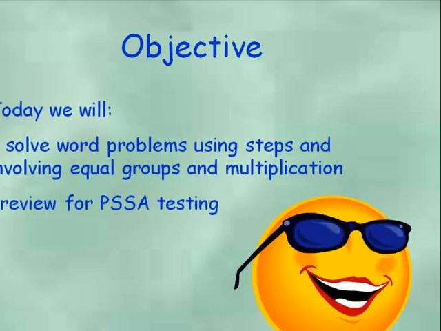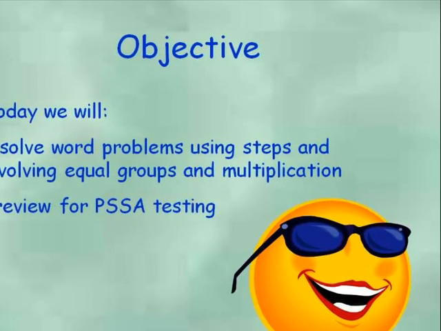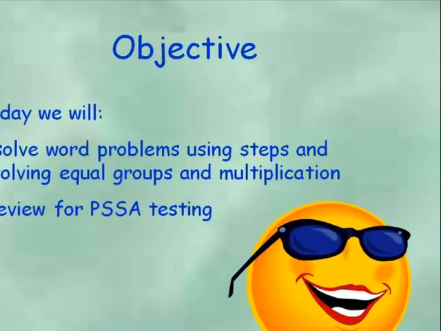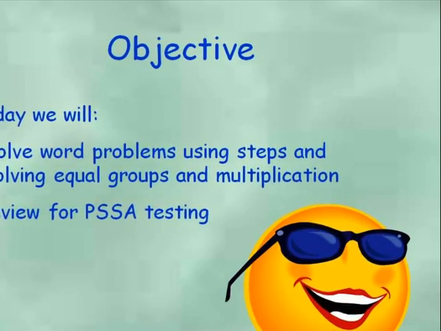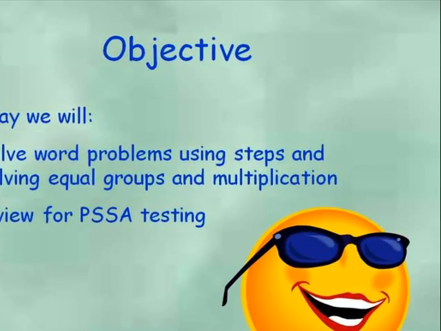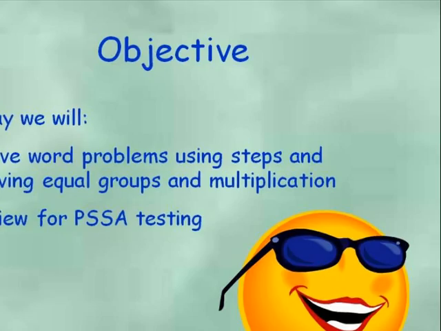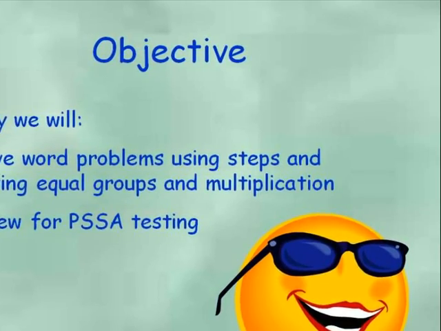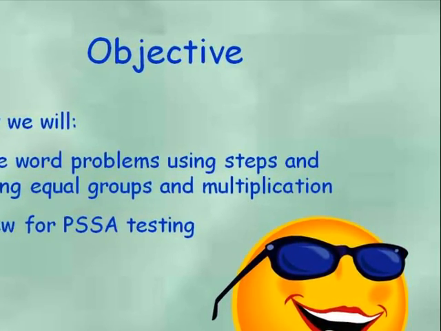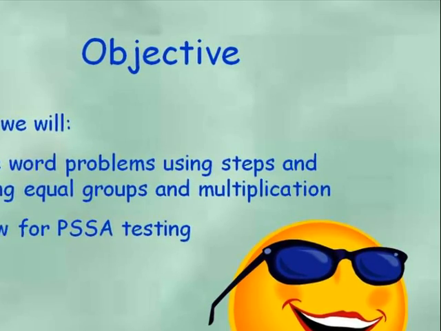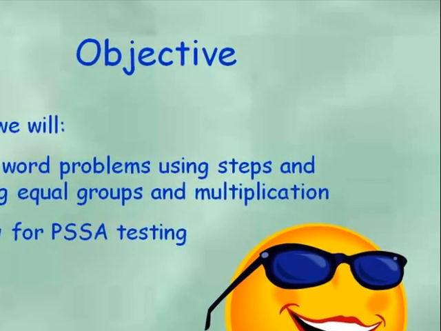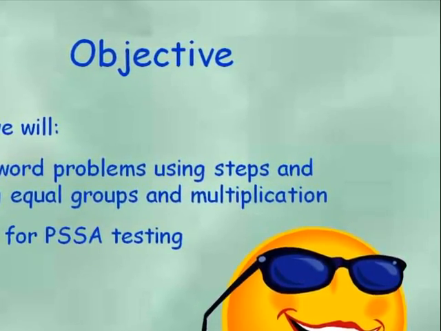So today, this particular objective was we will solve word problems using steps and involving equal groups of multiplication, and also to review for PSSA testing, because one of the things that's important for them at this time of year is getting ready for that big test, and it's the first time for 3rd grade that they have ever taken any kind of test. I think it's important to note that as well.